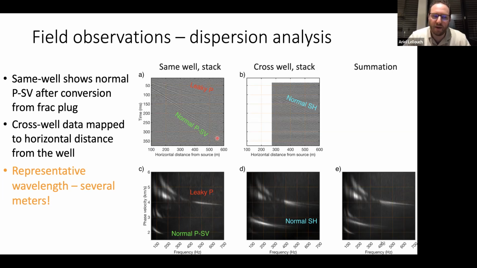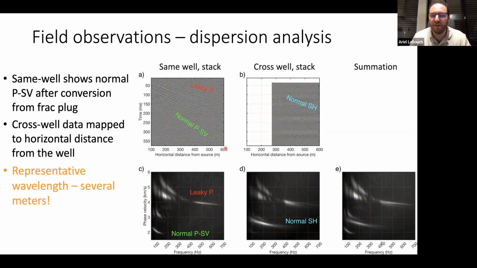I didn't have time to go into the math, but when you go into a 3D world, the normal mode, the slower one, actually splits. You've got one that's SH and one that is PSV. And because of the anisotropy, they have very different propagation velocities. Again, apologies for not going into that, but that requires some pretty awful math. And as I mentioned, sometimes at the frac plug, we see some conversion to this mode. It's not for all of the shots, but we get there sometimes. For the cross well, we see mostly the normal SH mode and, as always, the leaky mode.